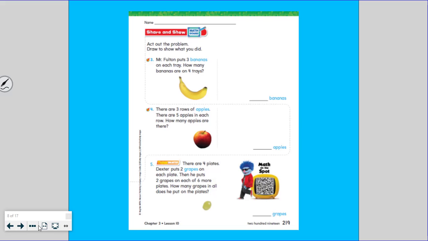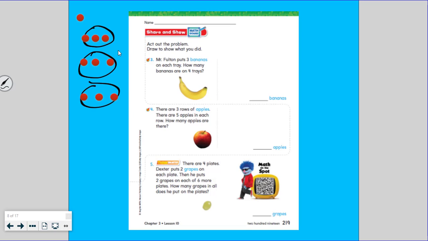So we're going to act out some more problems together. All right, so let's see. It says, Mr. Fulton put 3 bananas on each tray. How many bananas are on the trays? So here's the same thing. I would draw trays. They don't have to be anything spectacular, just circles for trays. And how many trays do you need and how many bananas are on each tray? And do that on your whiteboard with your counters. Go and pause your video and do that. And then while you're paused, I'm going to go ahead and do my problem as well.